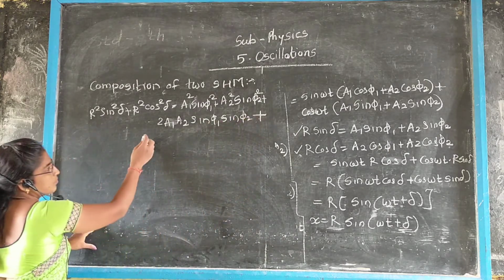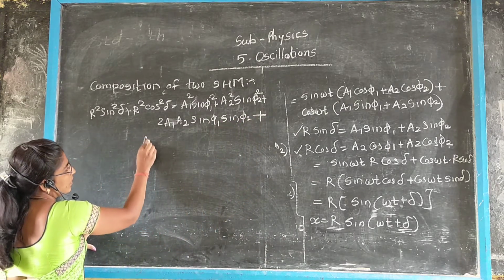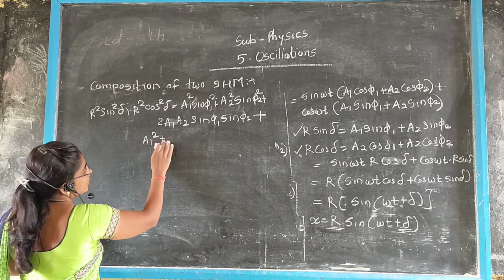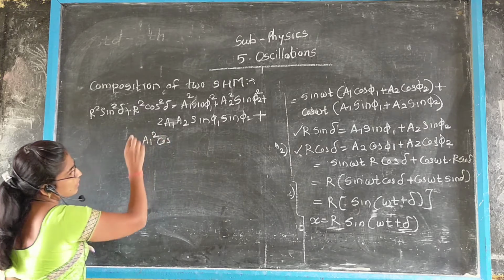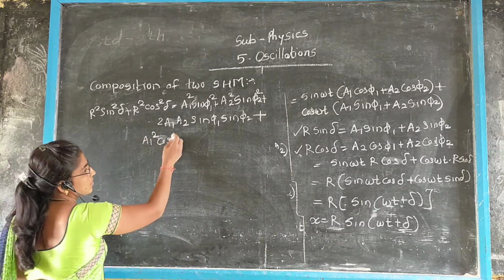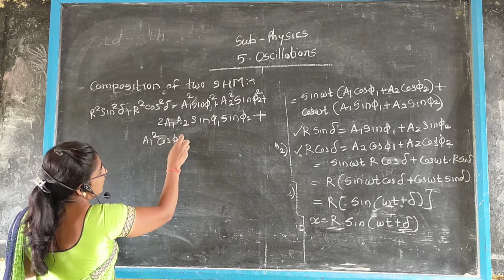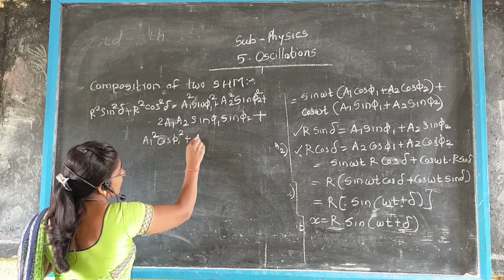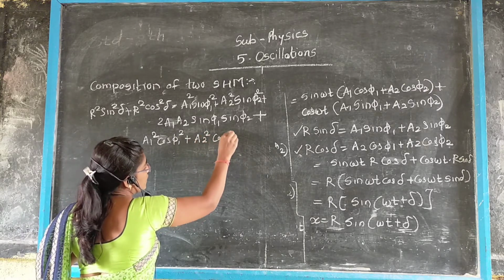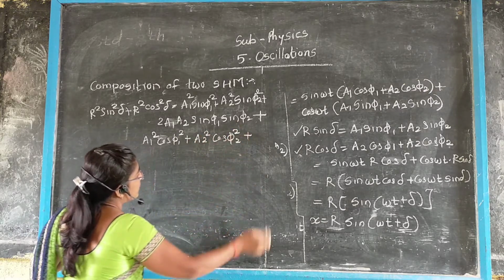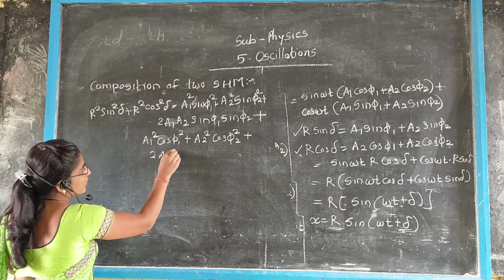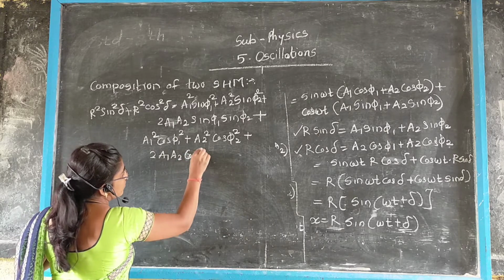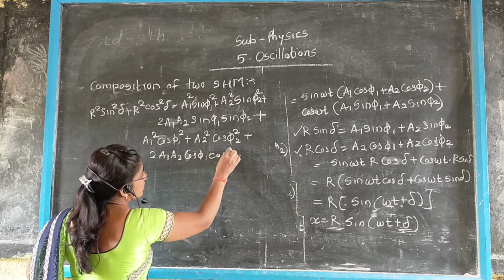plus a1 square cos square phi 1 plus a2 square cos square phi 2 plus 2 a1 a2 cos phi 1 cos phi 2.